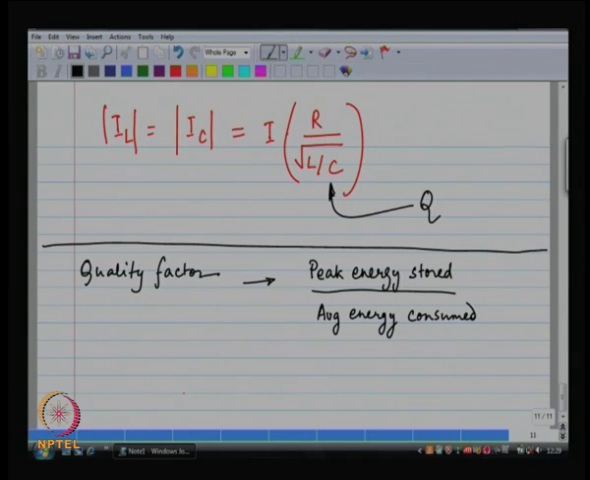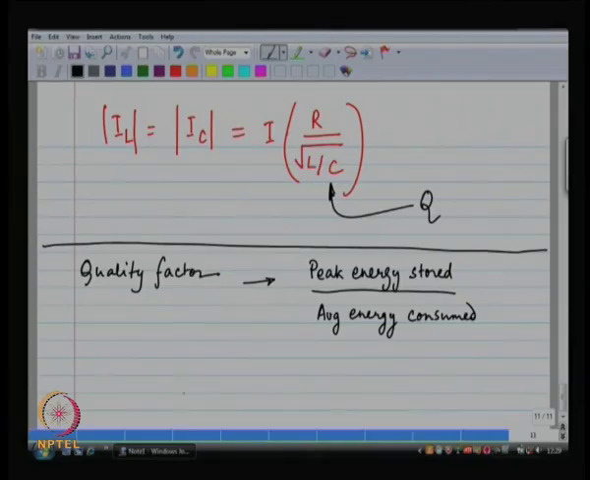So, at the peak of the crest, at one point of time, all the energy is stored in the inductor, nothing is stored in the capacitor. At some other point of time, all the energy is stored in the capacitor, nothing is stored in the inductor. At some other points of time, energy is shared between the inductor and the capacitor. Okay.